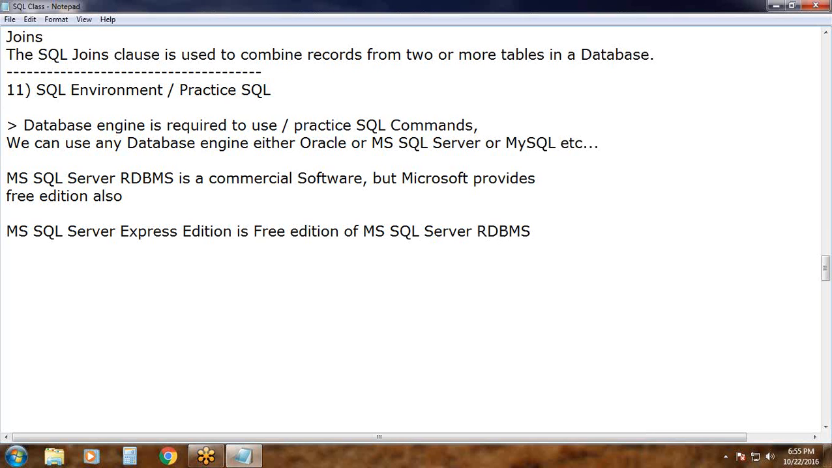Download and install MS SQL Server Express Edition. Then you can practice. Microsoft SQL Server Express Edition is a version of Microsoft RDBMS that is free to download, distribute and use. It comprises a database specifically targeted for small scale applications, not large scale applications.